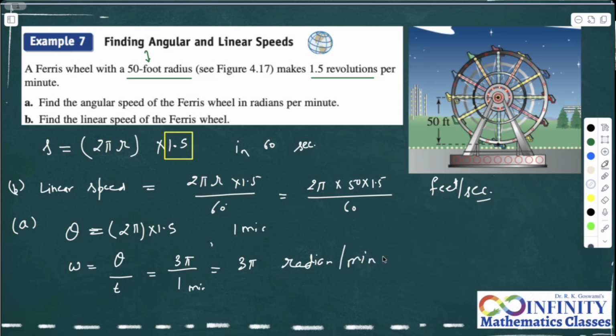There is no restriction for the B part. You can assume degree, you can assume radian basically. Any doubt there? Okay, I have no issue there.